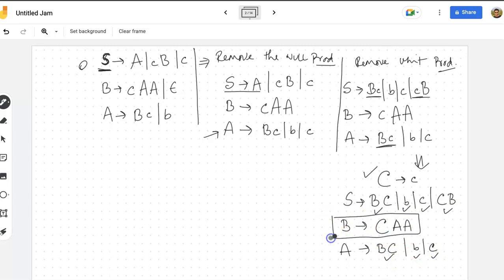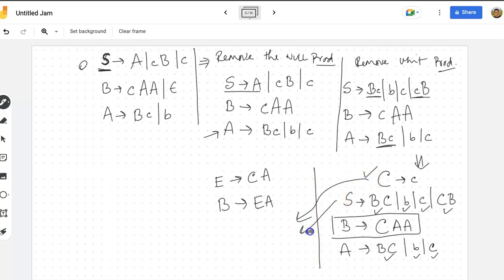only this rule is not adhering to the CNF format. So we need to just change it. So how to change it? There are 3 non-terminals. So introduce another non-terminal, maybe write it like E. E can be CA. Okay. E can be capital C. Now you just write B as E, A, and all the others will be the same.